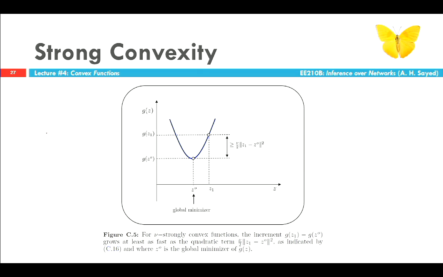So this is a plot here. This is the minimum, and this is G at any point Z1. This is G at Z0. This difference here grows larger than a quadratic. You understand? That's all. Very good. So these are properties of strong convexity.